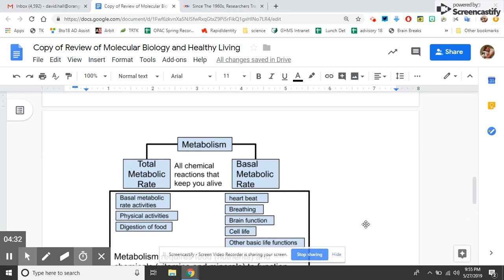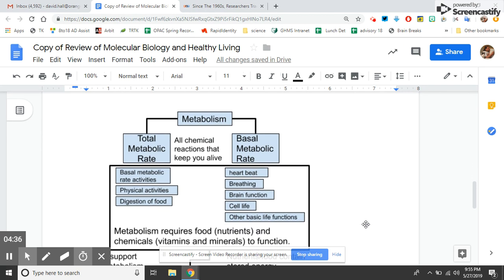Let's look at metabolism. This is a much misunderstood idea here. Total metabolism is all the chemical reactions that keep you alive. This is everything your body does to keep you alive. It includes all these we'll talk about in a minute: physical activities, all the movements you do, digestion of the food that you eat. All of that is your total metabolism.